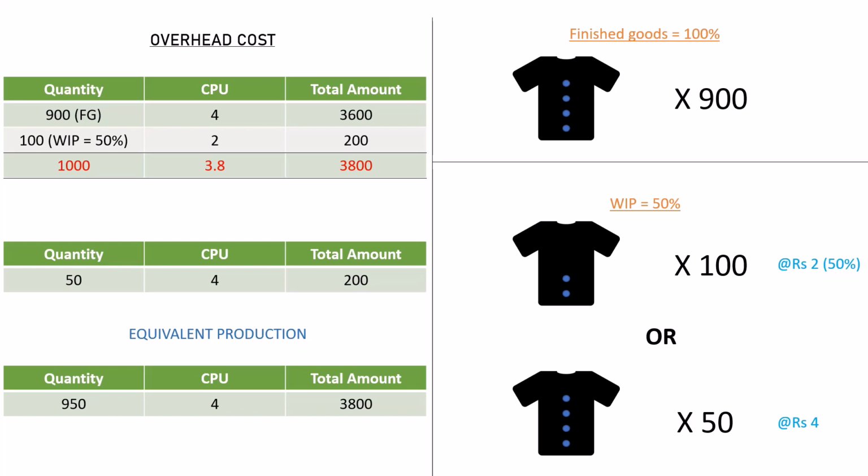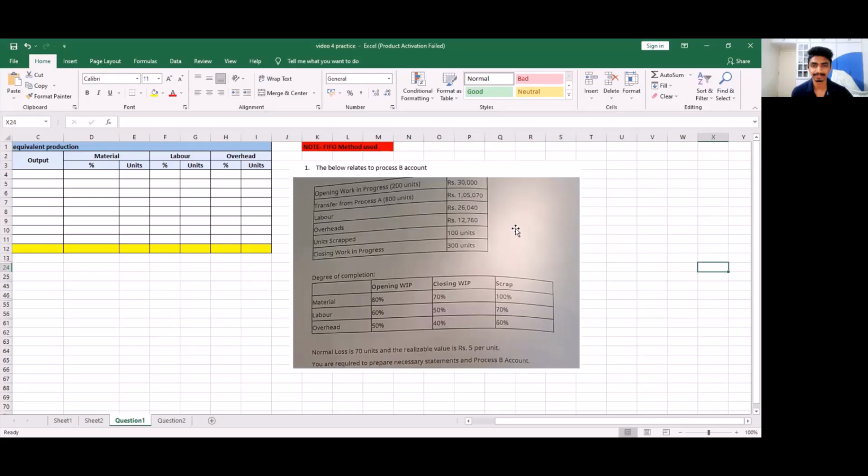If these explanations on equivalent production are clear, let's move on to solve our first question. Here we are with the first question. Let's first read the question. The below relates to process B account.